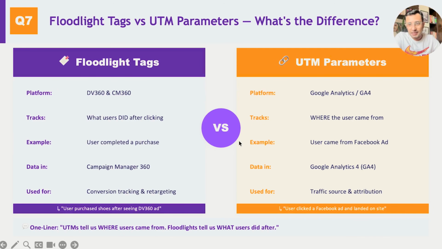You can give the same example if this question is asked to you in an interview. So the data for Floodlight tags is stored in CM360, or Campaign Manager 360. The data for UTM parameters is stored in the GA4 property, or Google Analytics. Floodlight tags are basically used for conversion tracking and retargeting, and UTM parameters are used for traffic source and attribution. An example for Floodlight tags would be, a user purchased shoes after seeing a DV360 ad. Whereas a UTM parameter example would be, a user clicked a Facebook ad and landed on our website. So a one-line answer to give the difference would be: UTMs tell us where the user came from, and Floodlight tells us what the user did after he comes on the website.